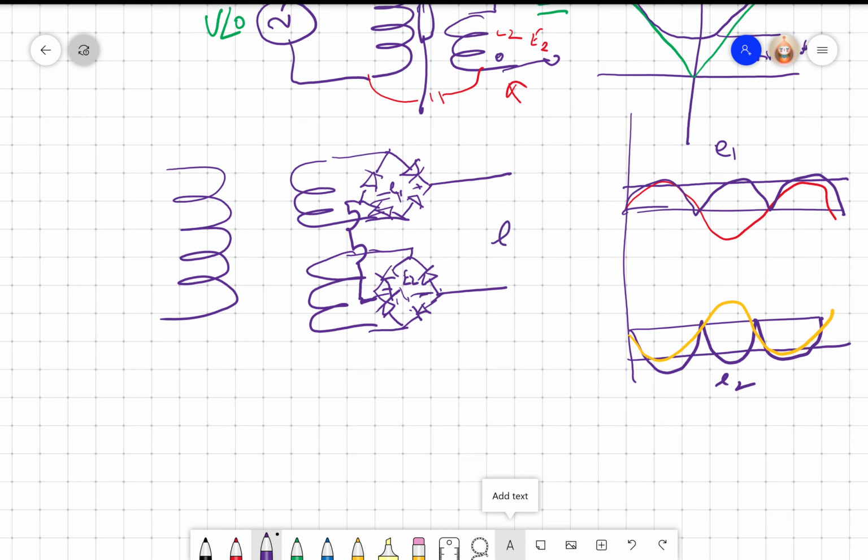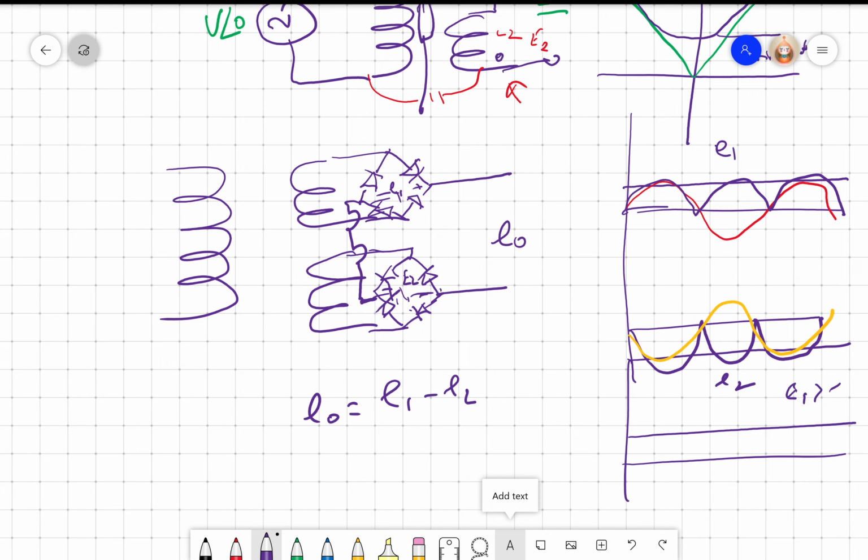So if I look at E0, E0 is E1 minus E2. Depending upon which is greater, I am putting E1 greater than E2, I will get a positive DC voltage. And of course, if I put a capacitor, I will not get a perfect DC. There will be some ripple, right? We will have to live with that.